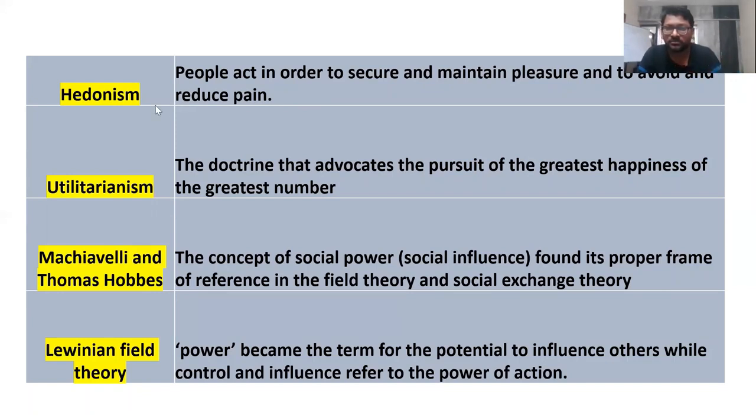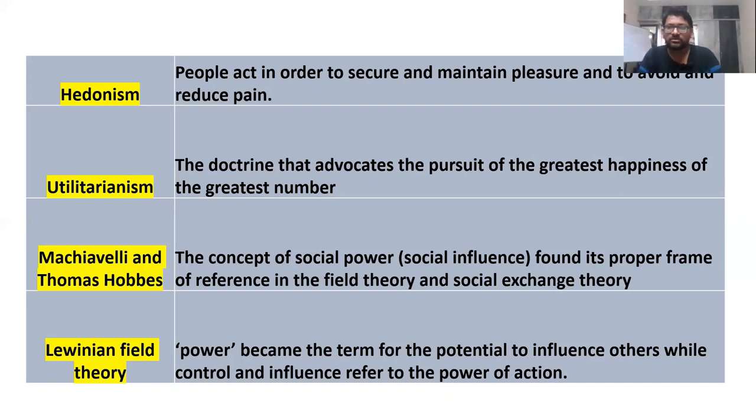So utilitarianism suggests the pursuit of the greatest happiness of the greatest number. Whatever the greatest number happens to be, happy, that is what we are pursuing. That is utilitarianism. And we have Thomas Hobbes and Michael Lee's concept of social power, where social influence or social power found its proper framework of reference in field theory and social action theory. We'll be talking about different theories, field theory and social action theory, in coming parts.